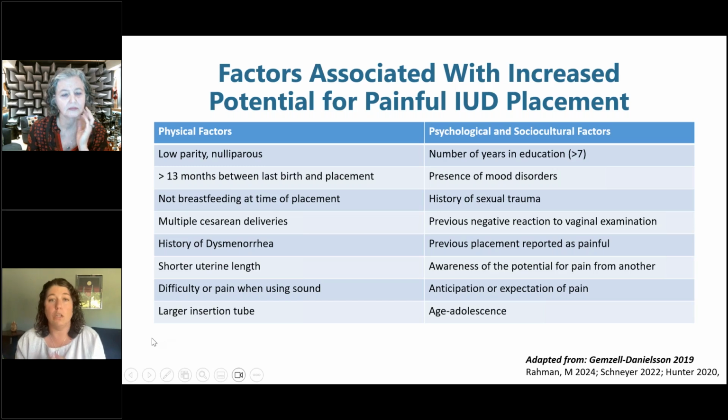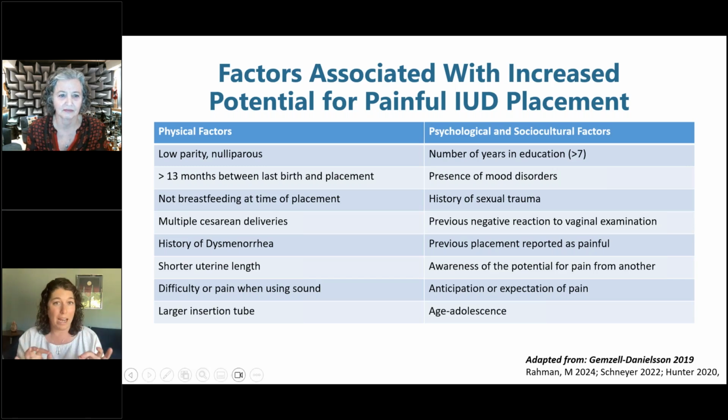And then on the psychological and sociological side, if we have a presence of mood disorders, obviously if someone's experienced any sort of trauma or sexual trauma, if they've had previous negative experiences with vaginal exams, obviously if they've had this procedure before and it was painful, there is probably an anticipation of it being painful again. And then again, that anticipation or expectation of pain.